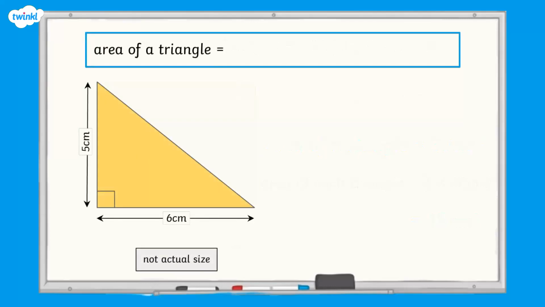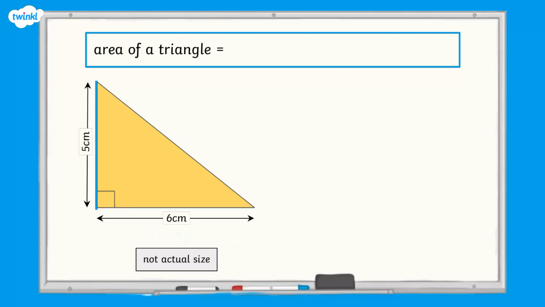Let's use this information to create a formula to calculate the area of any right-angled triangle. In a triangle, we call this side the base. The base doesn't need to be at the bottom of the triangle, but it can help to rotate your triangle so that it is at the bottom. The base of this triangle has a length of 6 centimetres.